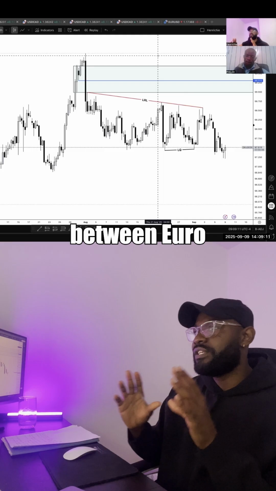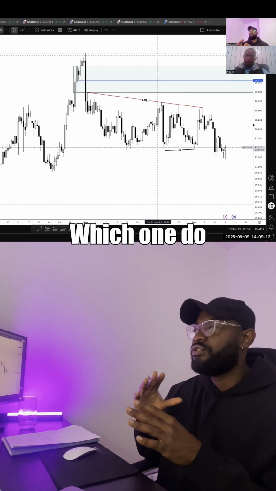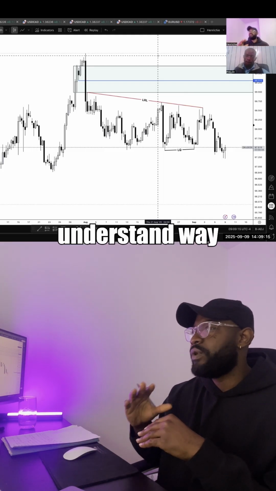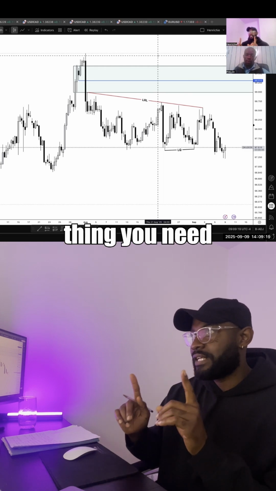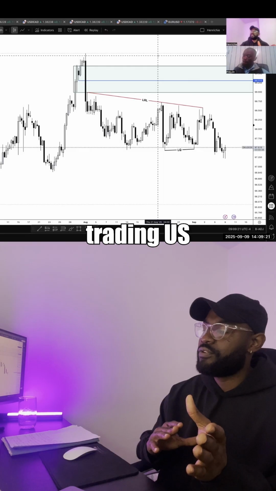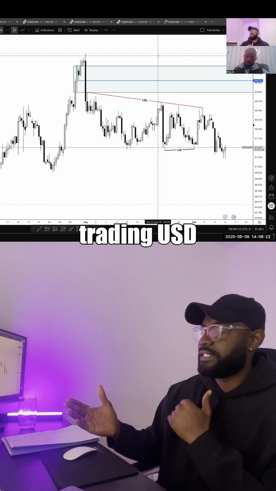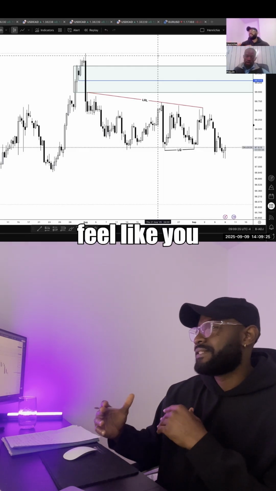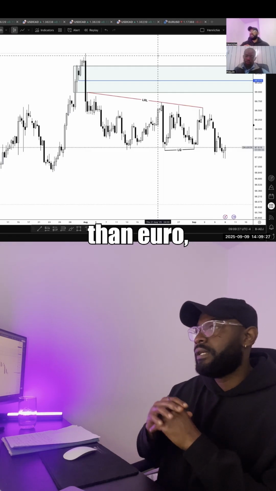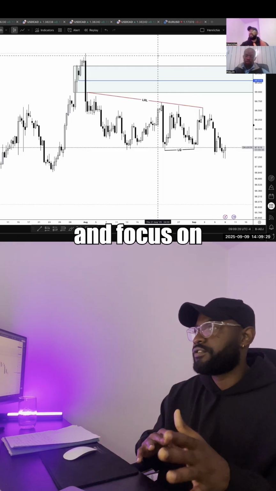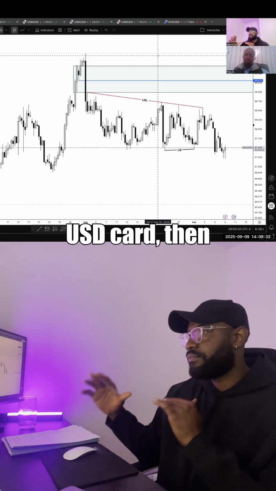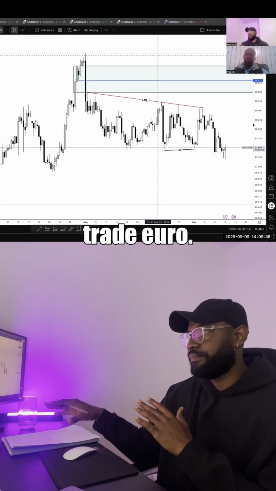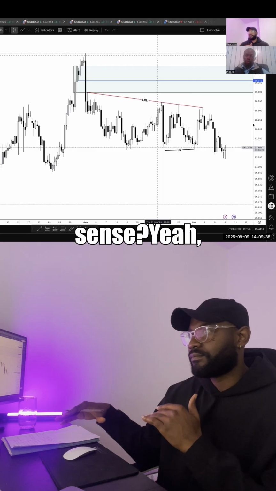Secondly, you need to choose between Euro and USD CAD. Which one do you think you understand way better? That is the first thing you need to ask yourself. Do you understand trading Euro US dollar or do you understand trading USD CAD? If you feel like you understand USD CAD better than Euro, then stop trading Euro and focus only on USD CAD. But if you understand Euro more than USD CAD, then stop trading USD CAD and trade Euro. Does that make sense?